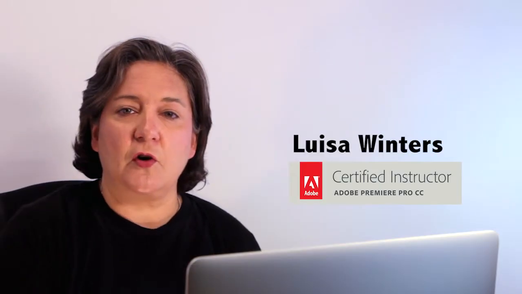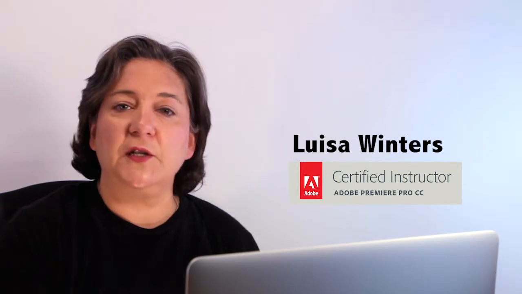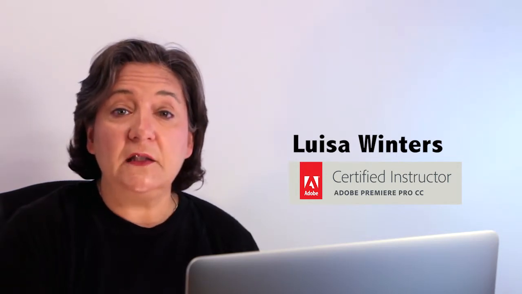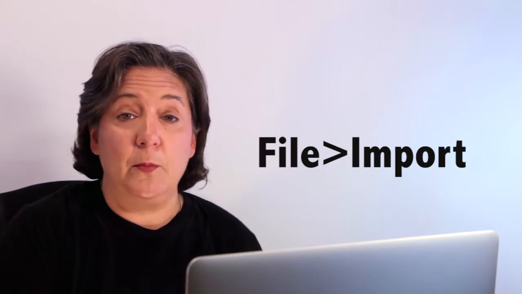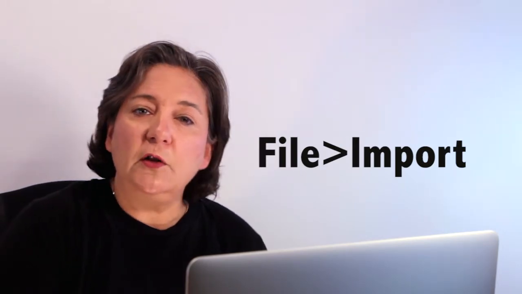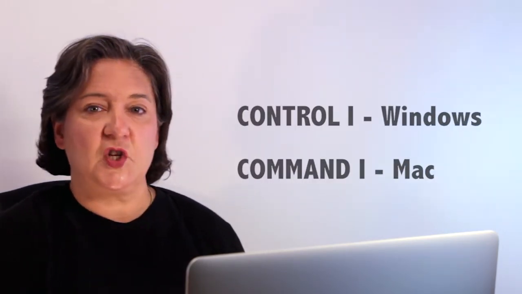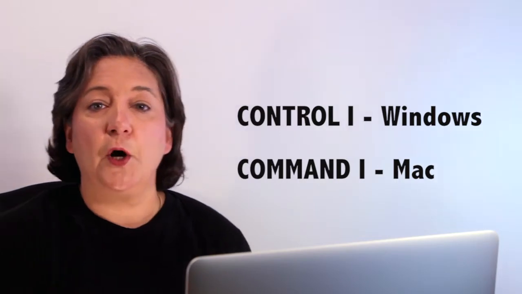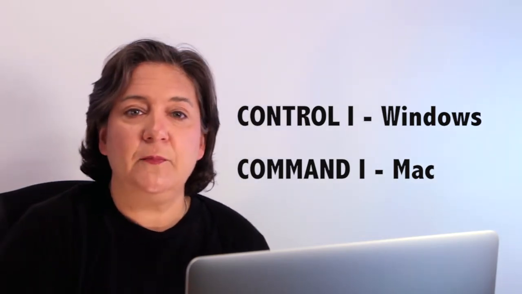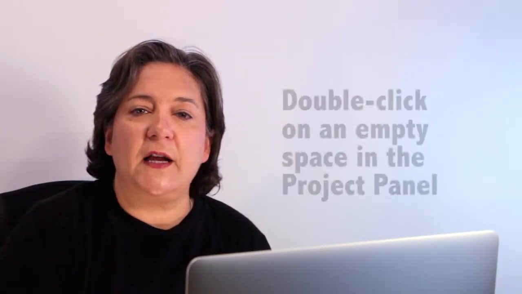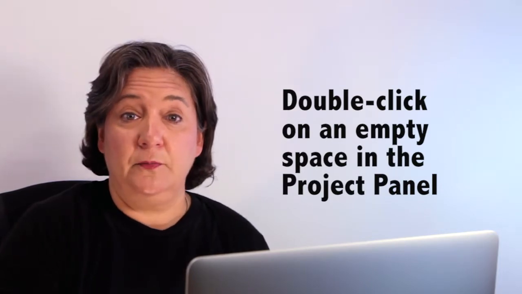In the last section, we covered starting a new Premiere Pro CC project, but now we need clips so that we can start working. We can import clips a number of ways. You can go under File, Import. You can also use the shortcut, which is Control-I or Command-I on the Mac. You can also double-click on an empty space in the project panel. Any of these will open an import dialog box.